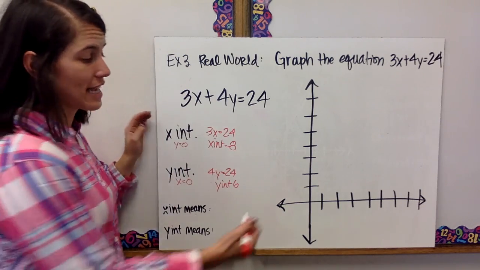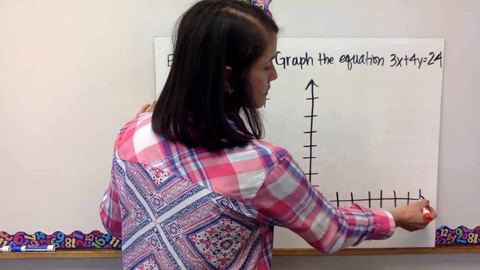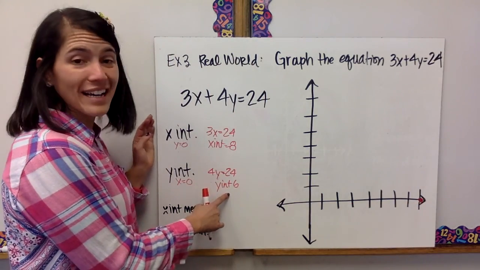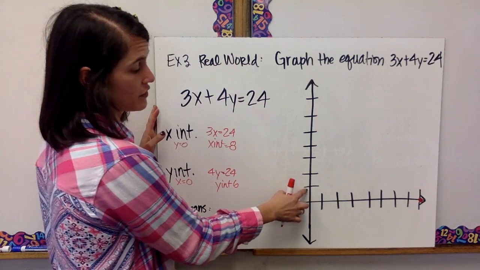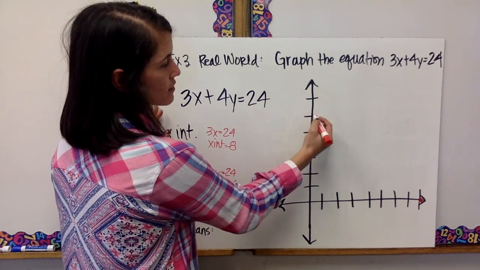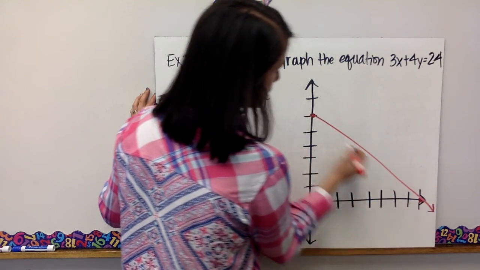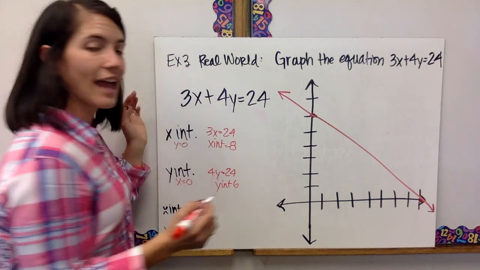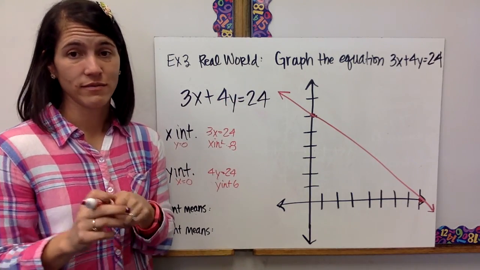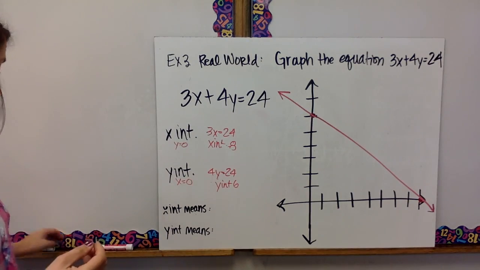My x-intercept is 8, so I need to go over 8. 1, 2, 3, 4, 5, 6, 7, 8. My y-intercept is 6, so I need to go positive 6. 1, 2, 3, 4, 5, 6. I'm going to connect those, and I have graphed my equation. Now, the last part says, what do the x and y-intercepts mean?